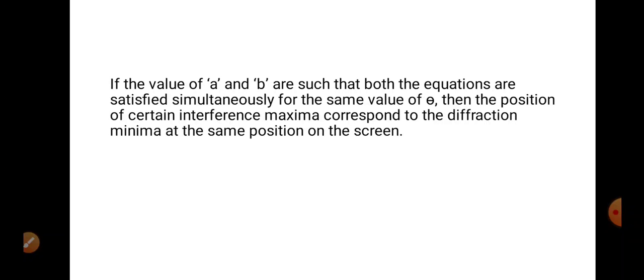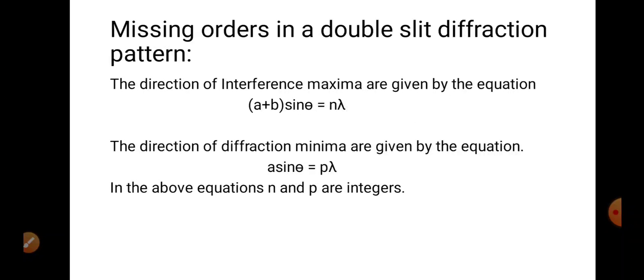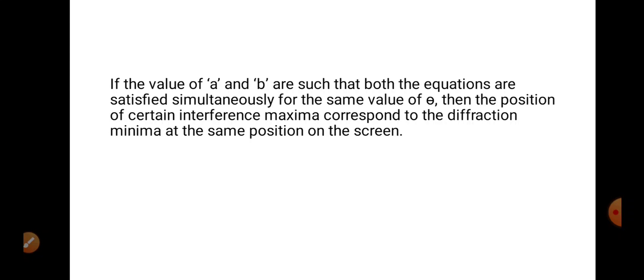Here, if the values are such that both the equations are satisfied simultaneously for the same value of theta, then the position of certain interference maxima corresponds to the diffraction minima at the same position on the screen. The first equation represents the direction of interference maxima, and the second equation represents the direction of diffraction minima. So for the same integer values, we can observe missing orders. Let's see it in detail.